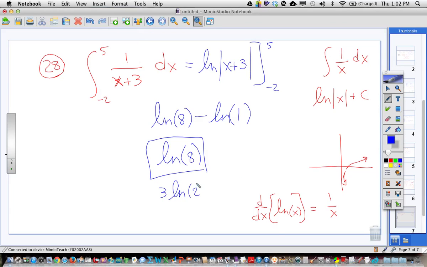It said 3 ln 2. Which makes sense because the log rules are that when you have a power inside there, you bring it down. 8 is 2 to the 3rd power. So then you can bring the 3 down in front. I don't need you to do that.